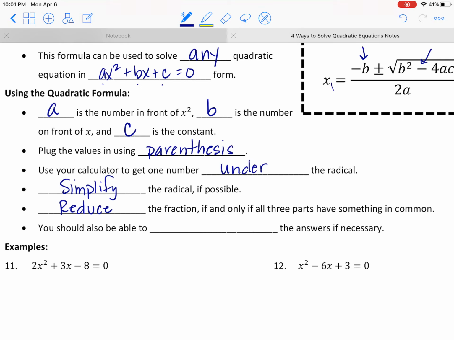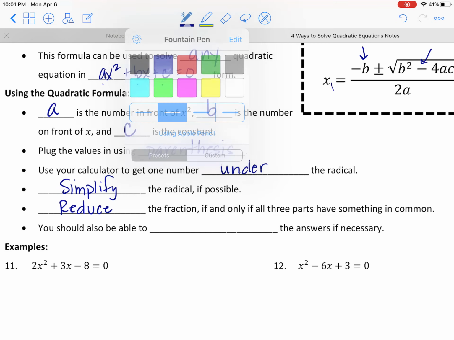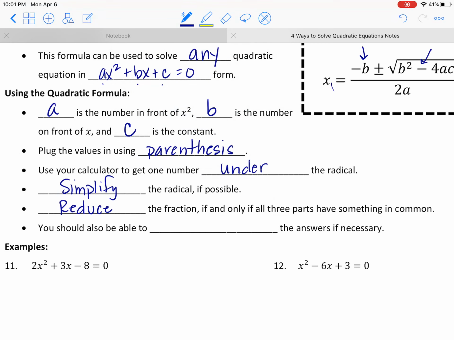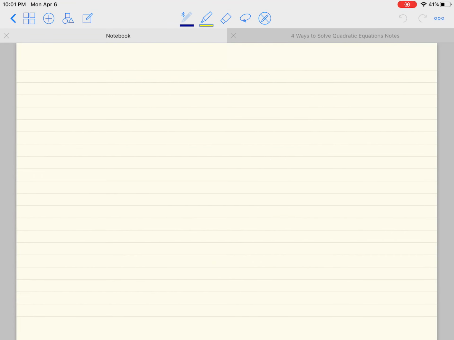Right? And if the radical can or can't be simplified, once that's looked at, the very, very last thing you're going to try to do is reduce the fraction. So you're not going to try to do any reducing of the fraction until the very end. And you're only going to be able to do that if all three parts of the fraction have something in common. I'm going to show you what I mean in a second here. So let me go to my scratch work.